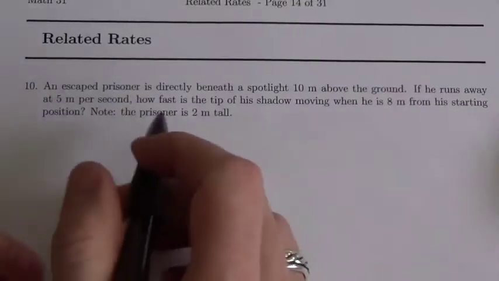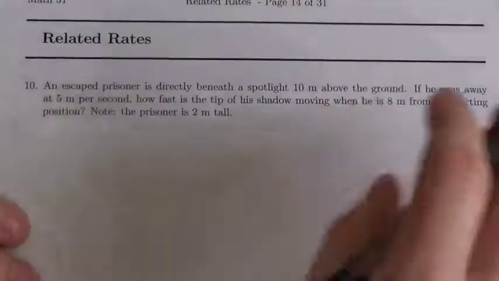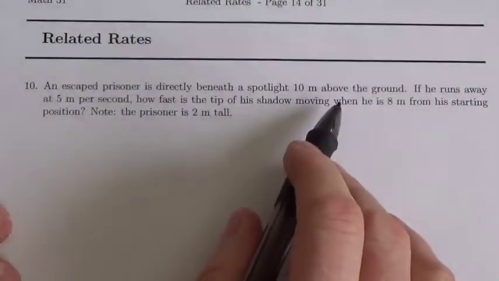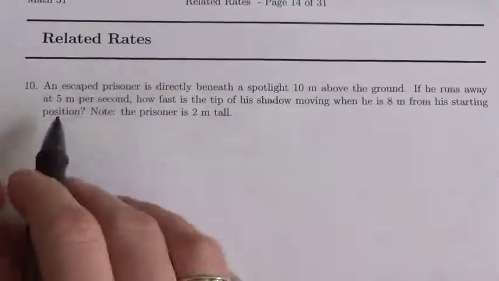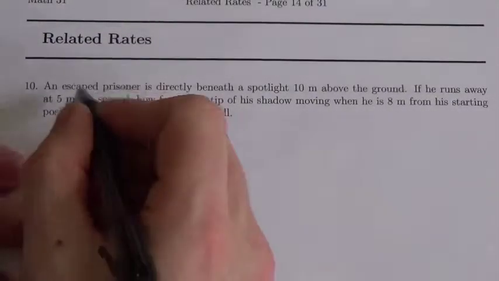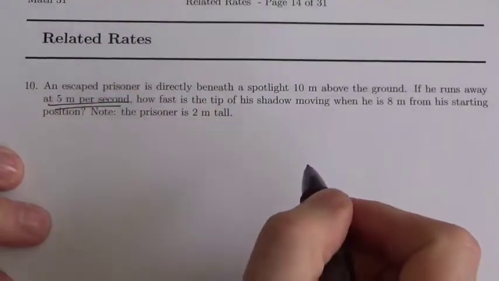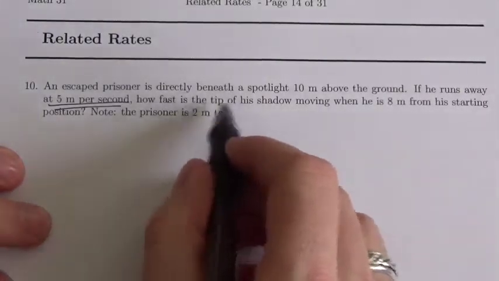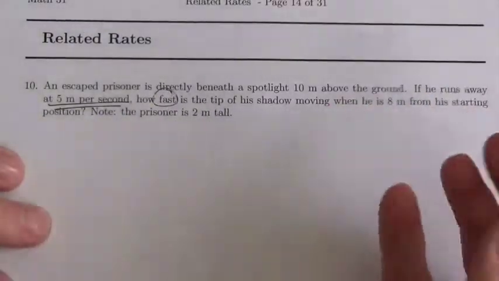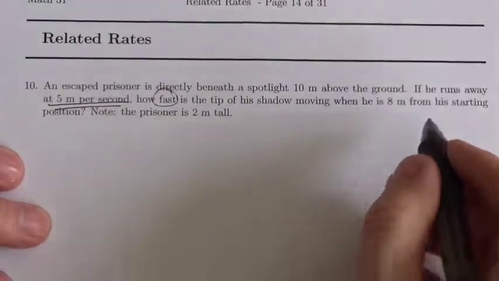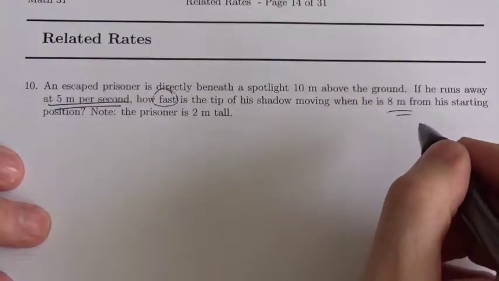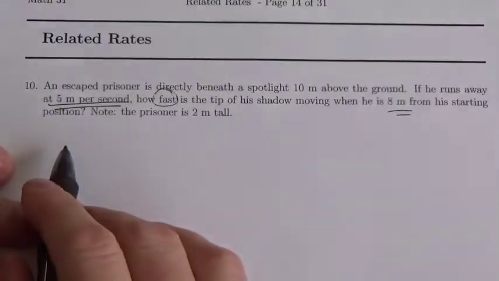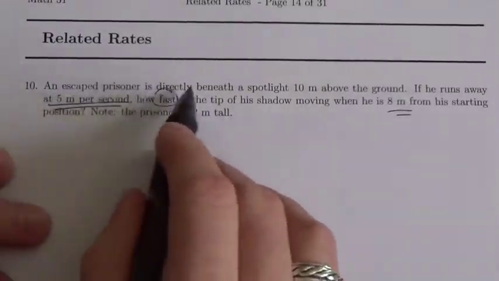All right. For this question here, we read that an escaped prisoner is directly beneath the spotlight 10 meters above the ground. If he runs away at 5 meters per second, and so there's my rate of change. How fast is the tip of his shadow moving? So we're looking for another rate of change, when he is 8 meters from his starting position.